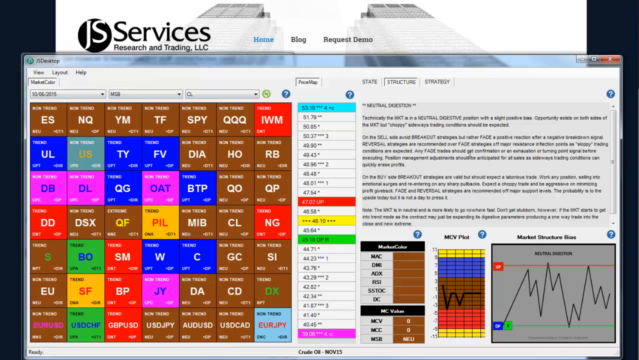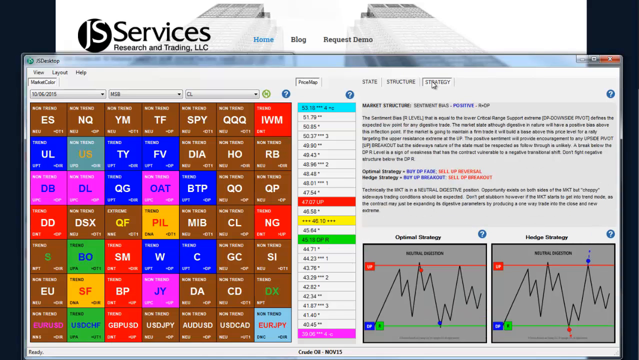The structure of the digestive state today, we have sentiment bias at the downside pivot. So the market has a positive sentiment bias. So it gives this neutral digestion a positive skew. So the optimal strategies for today are to fade momentum, to buy a break off the lower extreme of this digestive action. We don't want to fade momentum to the upside because we have this positive bias. We have underlying positive tone, and the market might search for resistance and expand its digestive range.